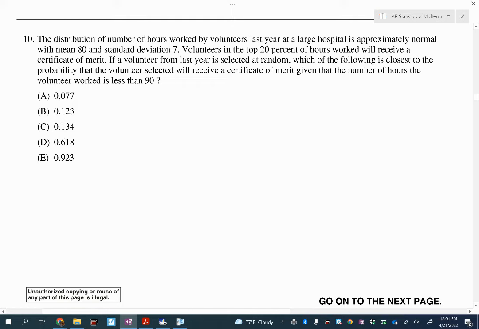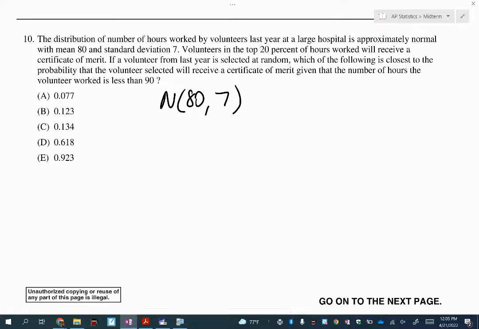Okay. So we've got the distribution for the number of hours worked by volunteers last year at a large hospital is approximately normal. So the moment I read that, right, just like I did before, what am I writing down? N. I'm writing down N, and I'm going to write down 80 with a standard deviation of 7. Yes, you got that? Okay.